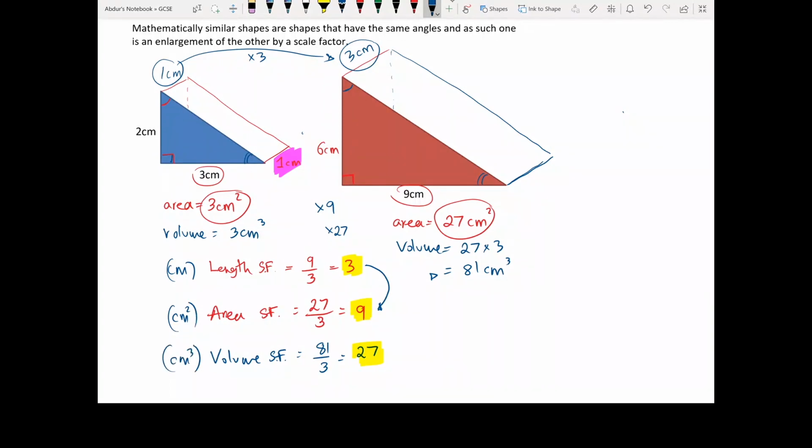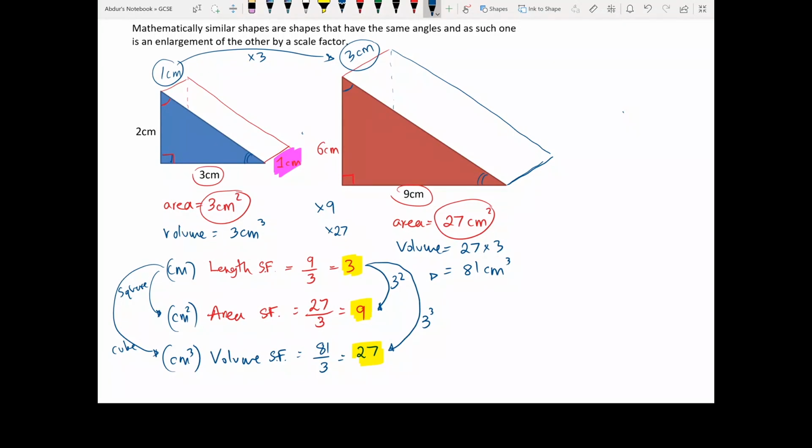So to go from units of length to units of centimeter squared, you can see here we square. Okay, we square. So likewise, if I want to go from my length scale factor to my area scale factor, I would do 3 squared, which gets me to 9. So similarly, if I want to go from centimeters to centimeter cubed, I would cube my units. So likewise, if I want to go from length scale factor to my volume scale factor, I would do cube of that. So 3 cubed, which gets me 27. So that's another way we can find the scale factor.